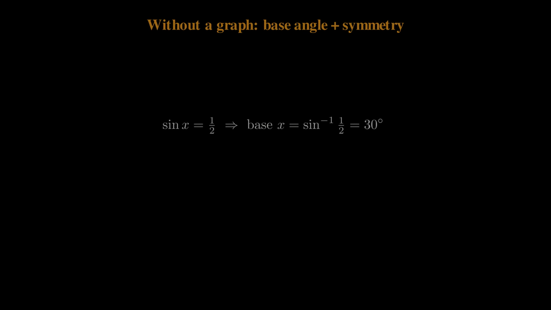You can get the same answers without drawing, using the wave's symmetry. Step 1. The base angle from the inverse function. Inverse sine of a half is 30 degrees. That's your anchor.